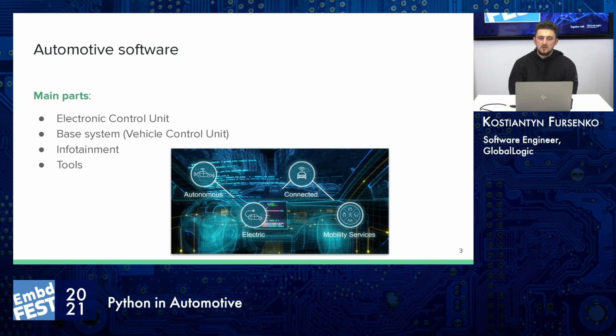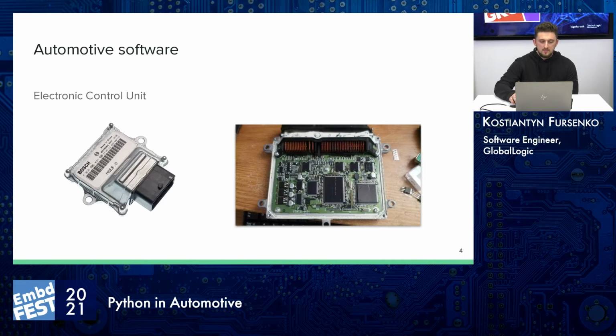Automotive software consists of 4 main parts. First one is electronic control unit. Next are base system, vehicle control unit, infotainment, and tools. An electronic control unit is a small device you can see on the pictures. It just sits in a car and does some functions.